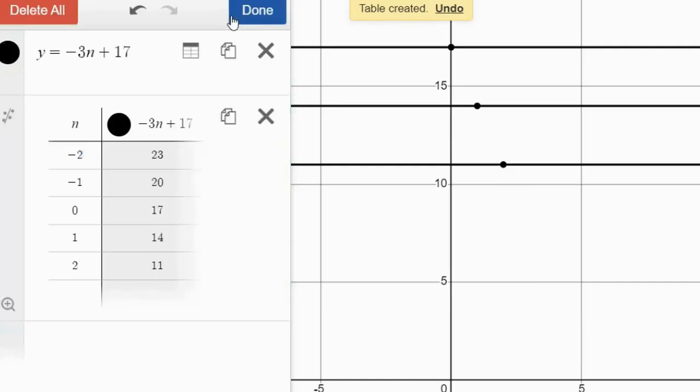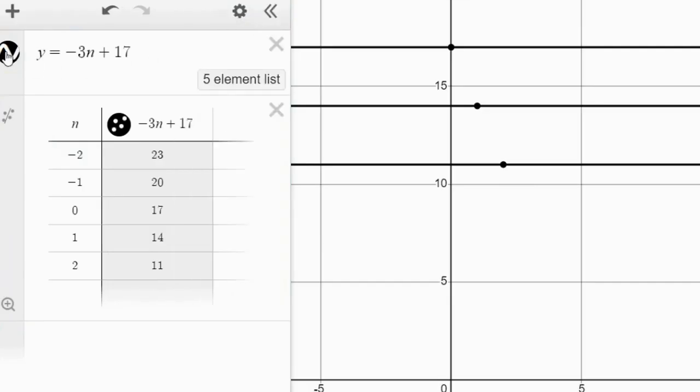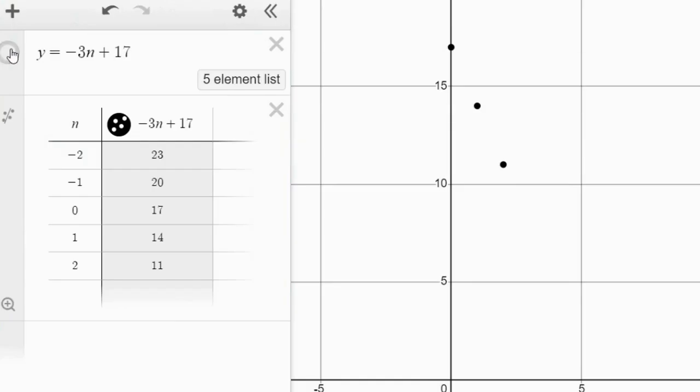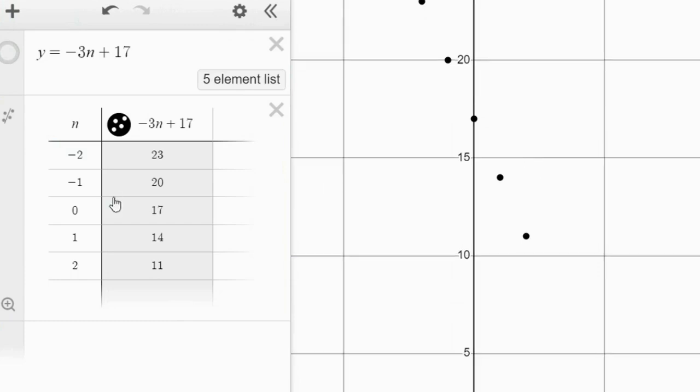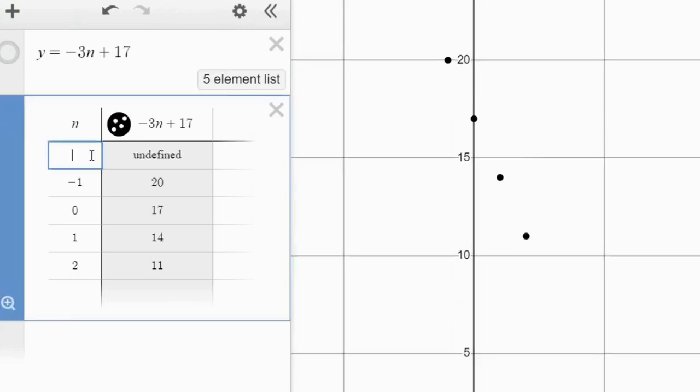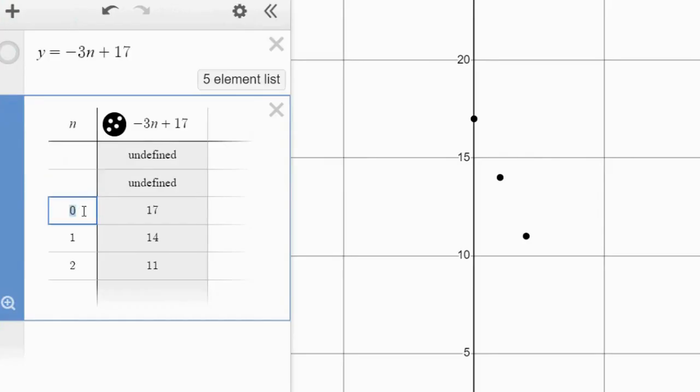And you can turn that off if you want. So I'll say done. I'm turning off this one when I unhighlight that. So now it's just got the points. But it has these negative terms. We don't have negative terms. I'm getting rid of those.